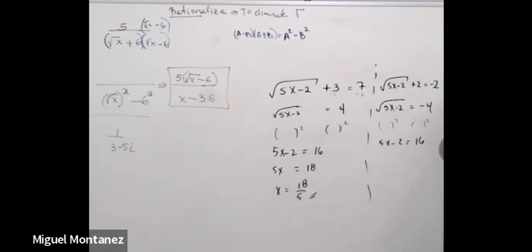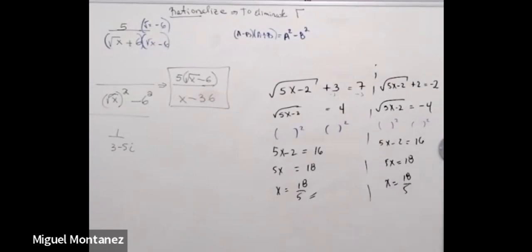Negative 4 times 16. Negative 4 is 16, right? And then, yeah, and that's it, we're done? Simplify that.